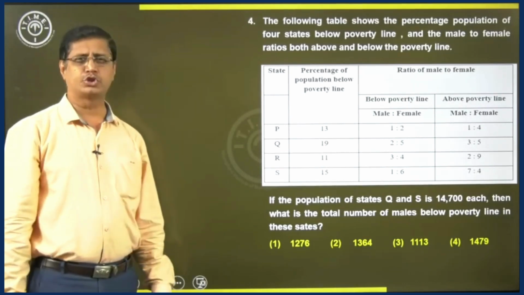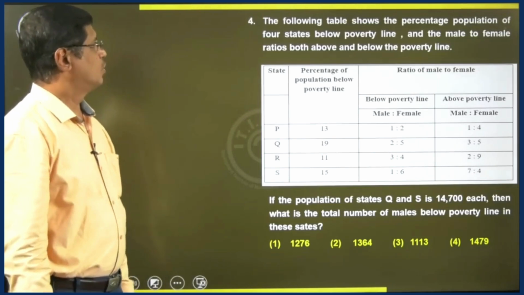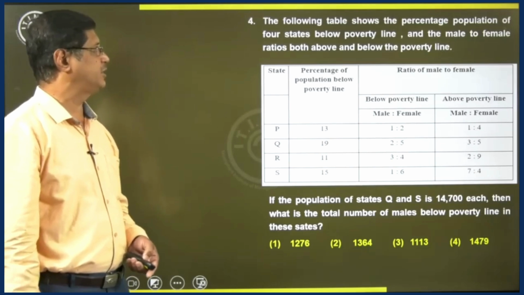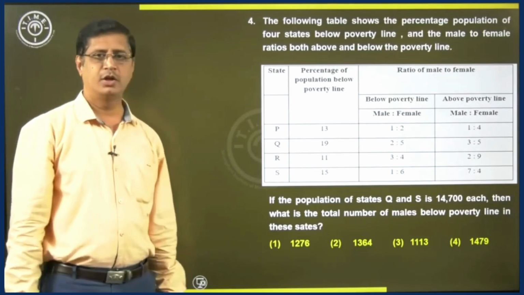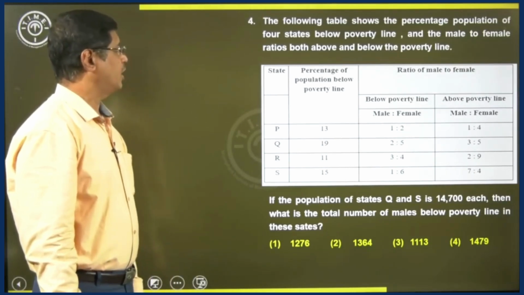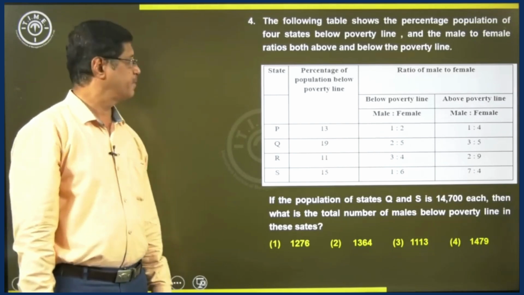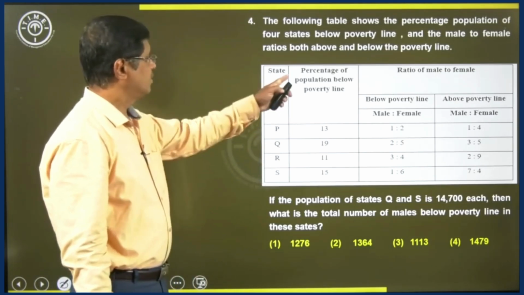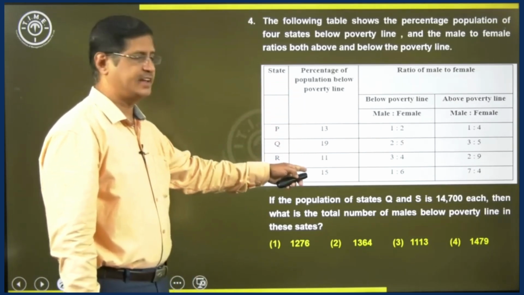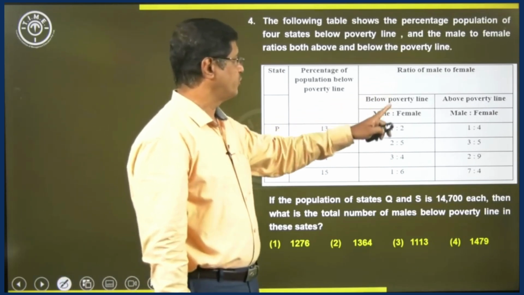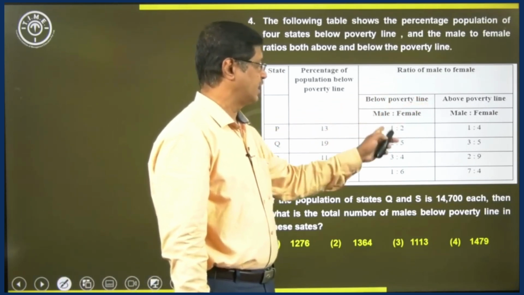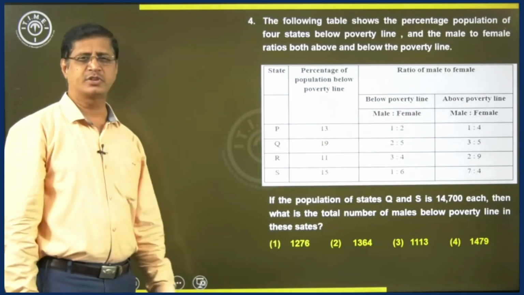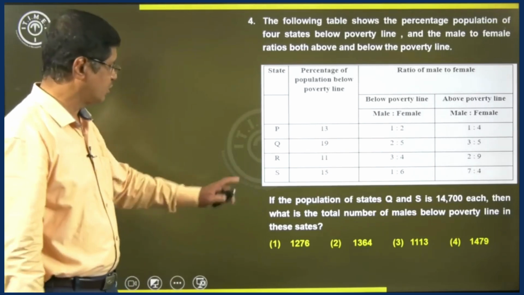The following table shows the percentage population of the 4 states below the poverty line and the male and female ratios both above and below the poverty line. Just observe the table. The states are given here. Percentage of the population below the poverty line and ratio of male to female, below poverty line, above poverty line. Yes, dear students, look at the information, collect the data and solve the question.